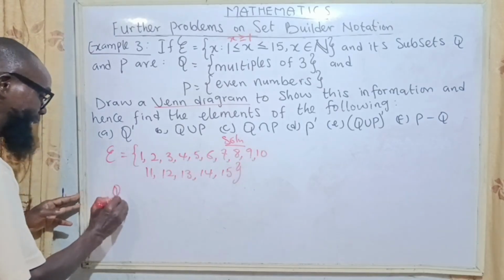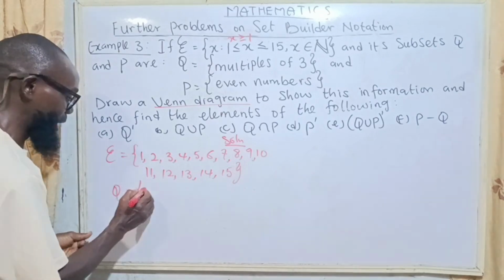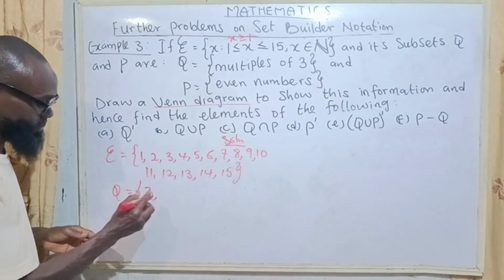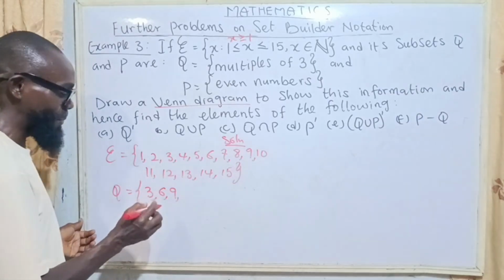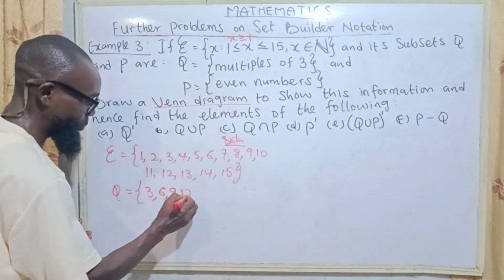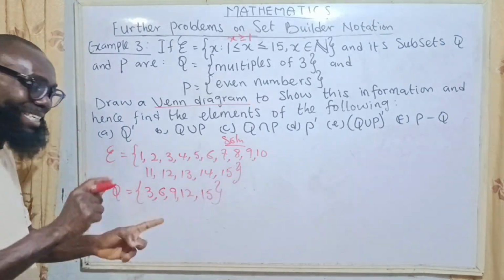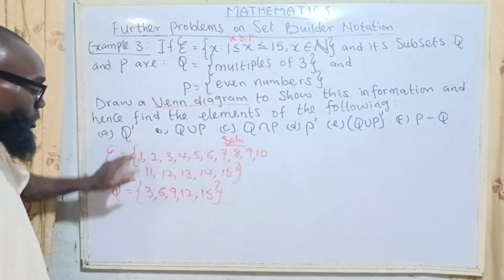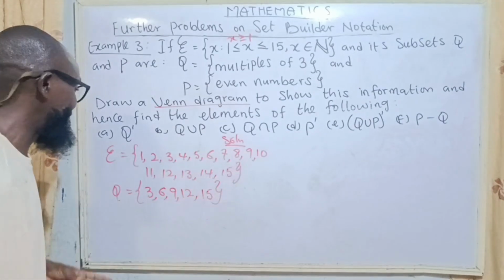Now set Q. They are the multiples of 3. Starting from 3. 3 plus 3 we have 6. 6 plus 3 we have 9. 9 plus 3 we have 12. 12 plus 3 we have 15. So 15 is the end of the universal set. You can't go beyond that 15 because our universal set that contains this Q ends at what? 15. Then P.